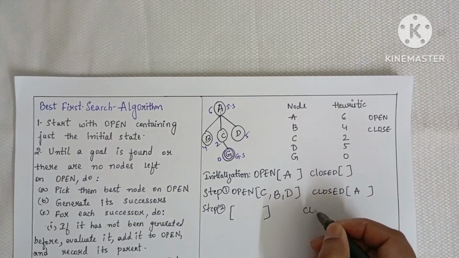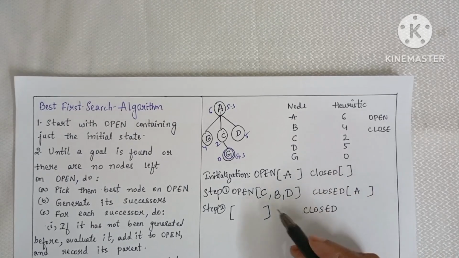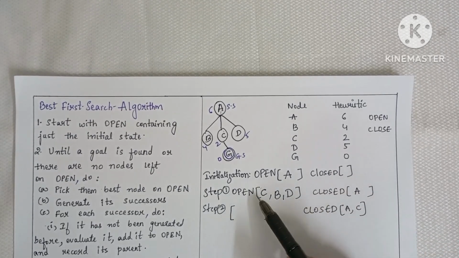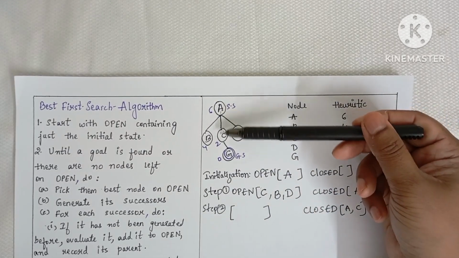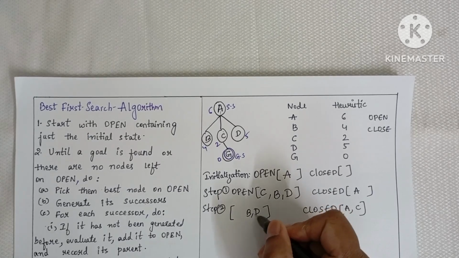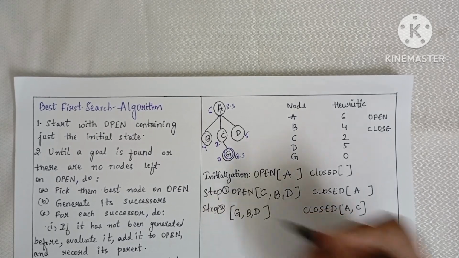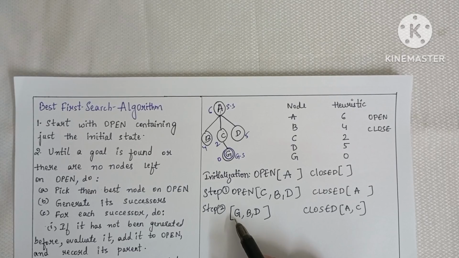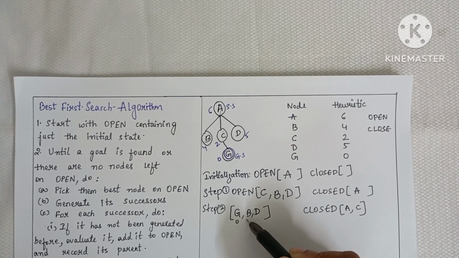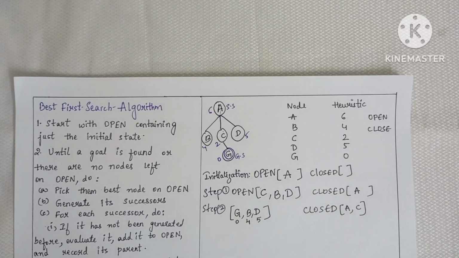So in the closed list comes A, comma C, meaning we want to traverse from A to C. Now in the open list, B and D remain as they are. G is also added here. So the sequence will be G, B, D, because G has the lowest heuristic, then the next lowest is of B and the next lowest heuristic is of D. So this is in the ascending order of the heuristic value.